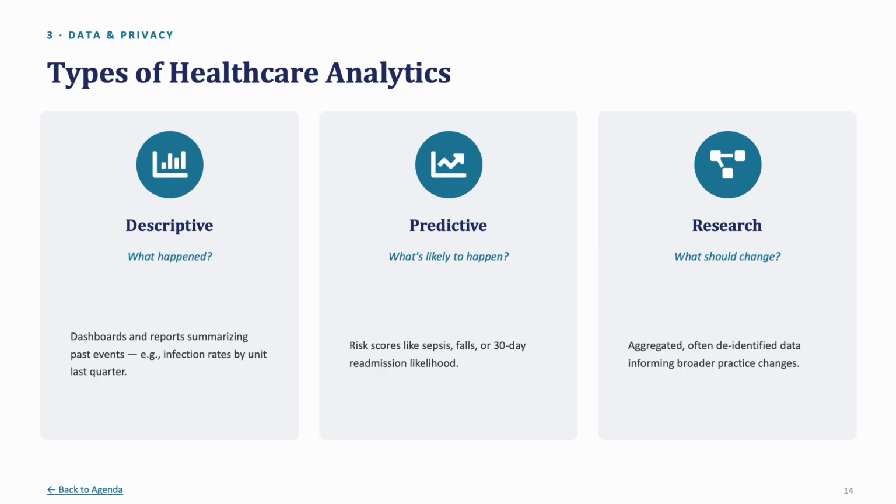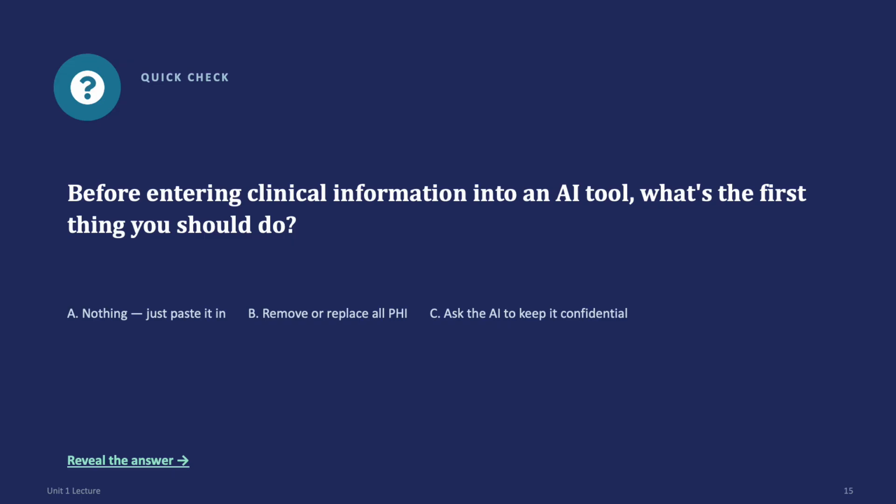You'll hear three related terms across health systems. Descriptive analytics answers what happened: dashboards and reports on past events. Predictive analytics answers what is likely to happen: the risk scores we've already covered. And research analytics uses aggregated, often de-identified data to inform broader practice changes. Knowing which one you're looking at helps you describe a tool precisely.